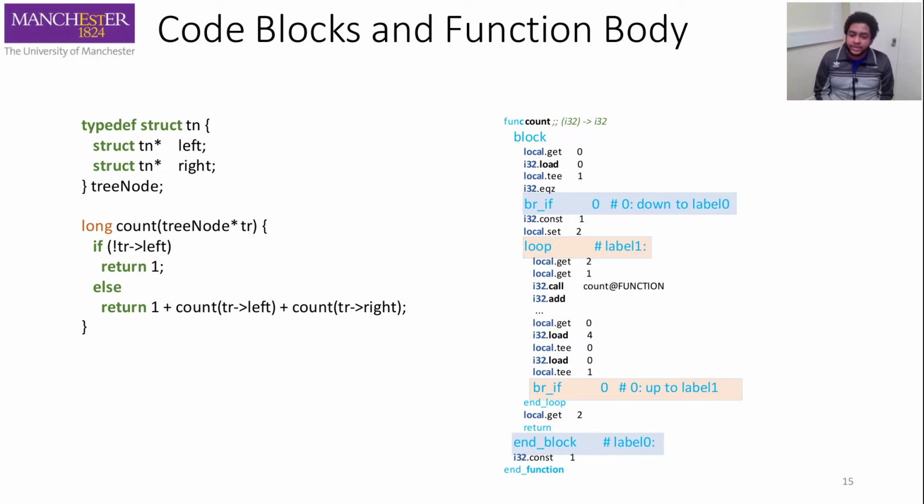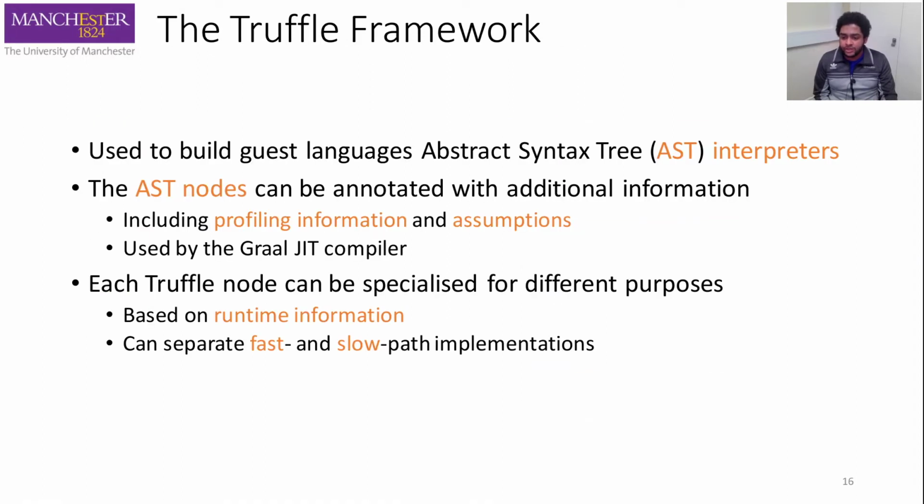So this is WebAssembly in a nutshell. Now let's look into the Truffle Framework. The Truffle Framework is a framework that helps us build AST interpreters on top of the Java Virtual Machine, where AST is the abstract syntax tree that we have. We do this by converting the guest language instructions that we have, for example here WebAssembly, into Truffle nodes, which can be annotated with additional information such as profiling information, assumptions, and other details that can be used for partial evaluation by the Graal compiler to generate optimized code.